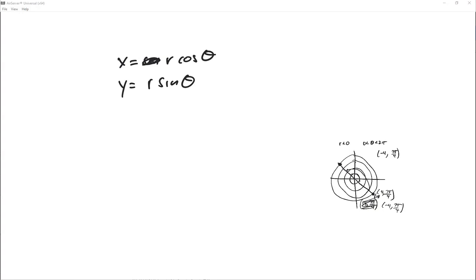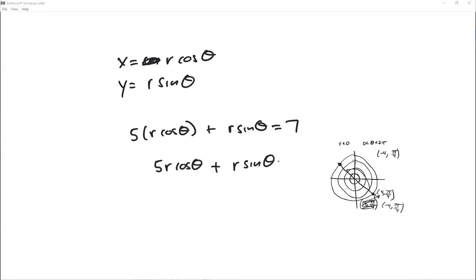All right, so it's just 5 and then R cosine theta plus R sine theta, right, is equal to 7. Distribute the 5, or just multiply it. So 5R cosine theta plus R sine theta is equal to 7.